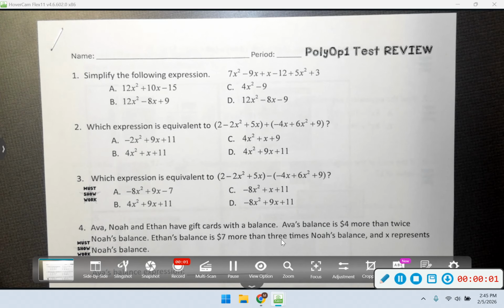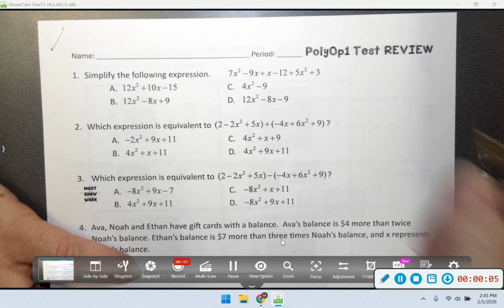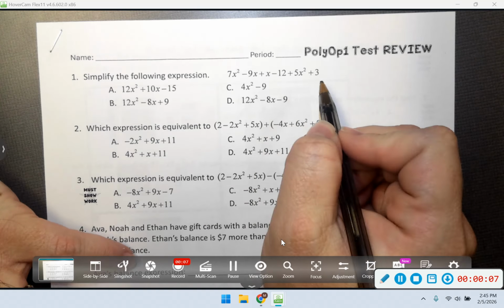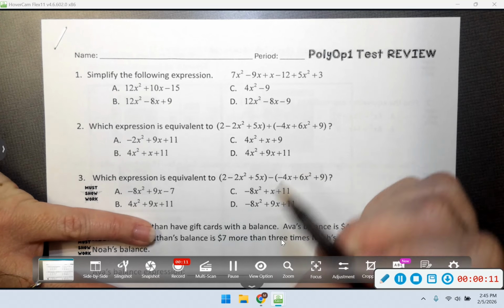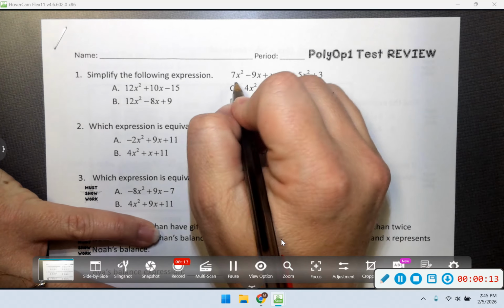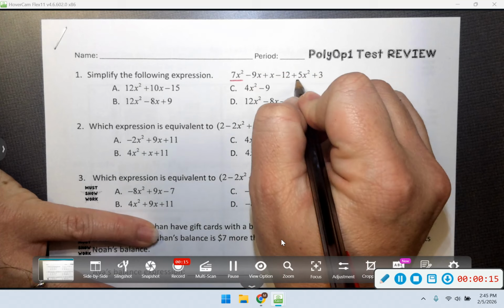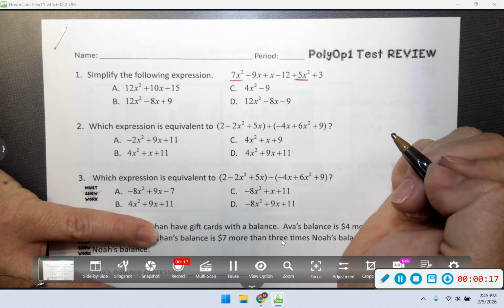All right, PolyOp1 test review. Number 1 says simplify the following expression. So when we're simplifying, there's no parentheses, so we're literally just going to combine our like terms. Remember, they have to have the same letter and exponent. So this has an x squared, and this also has an x squared. So we're going to combine those.